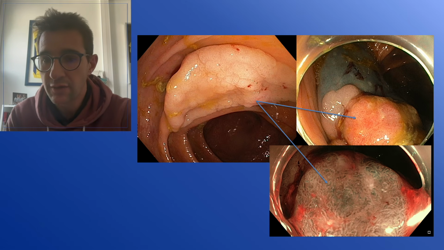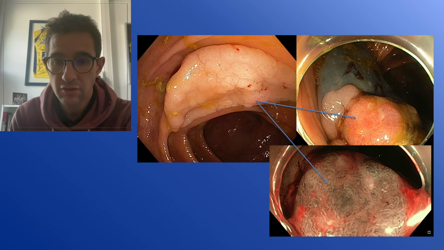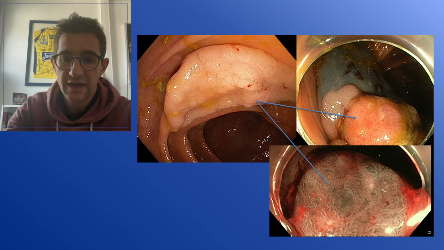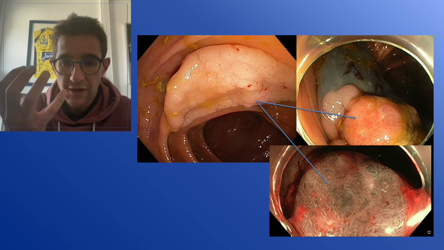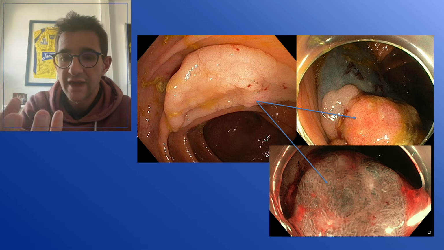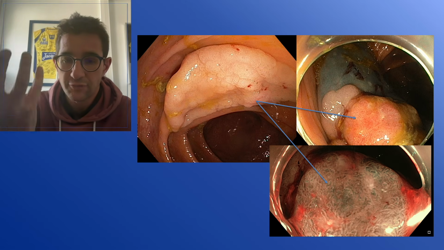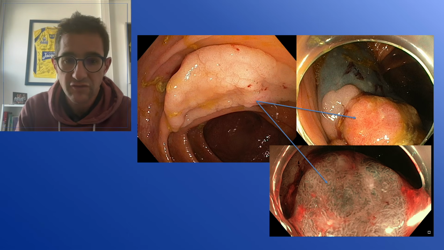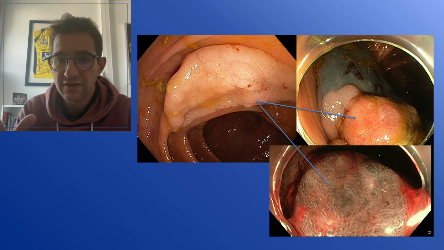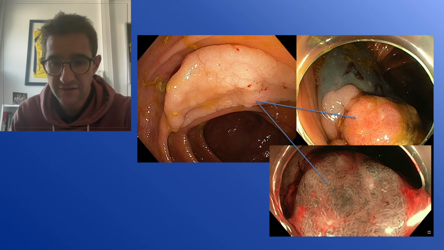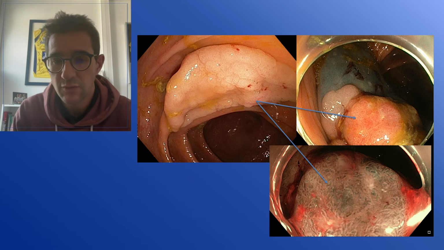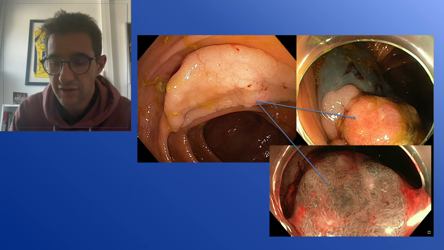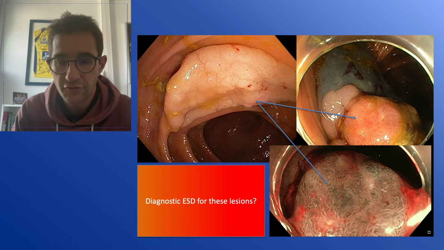So in our classification called CONECCT, we describe it as a CONECCT 2C lesion, which is a borderline cancer with an area of red or green sign with amorphous pattern, but of less than 10 millimeters, which is sometimes associated with a borderline T1 cancer that can be cured by ESD. And for these cases, we do diagnostic ESD to obtain a sample histologically and decide the further management.